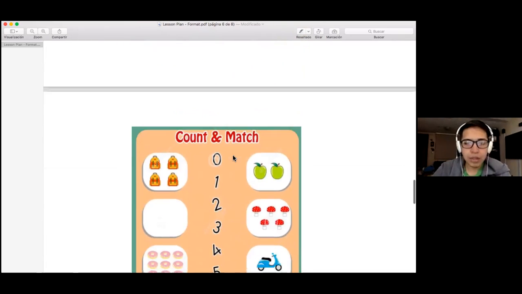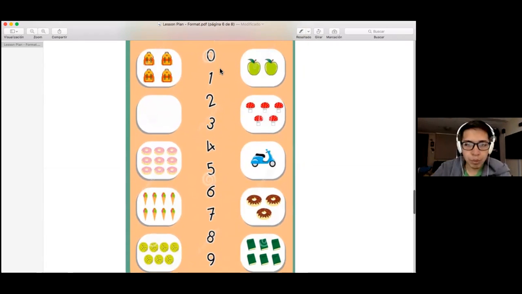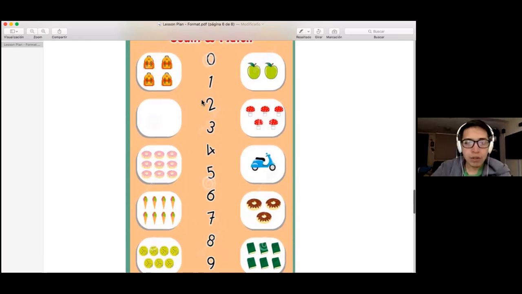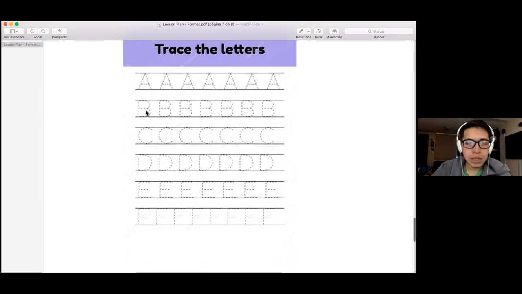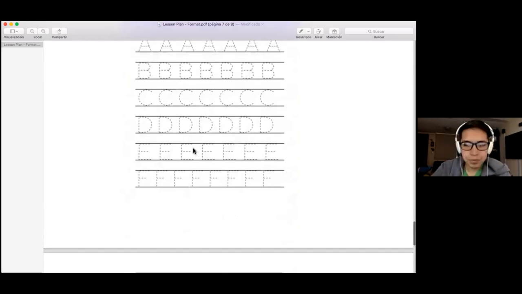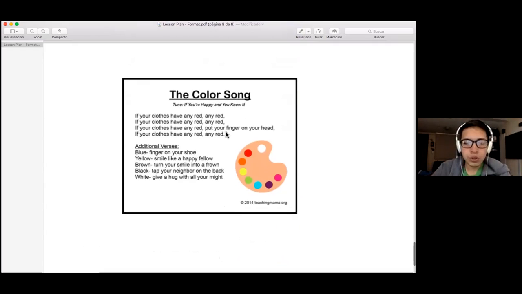Then we also have count and match, which we are going to use so that the students can relate the numbers 1 through 10 with the quantity of items that they see, making it easier for them to remember the number and also the quantity whenever they see one. The next one is to trace the letters, where they are going to trace the letters A, B, C, D, E, and F, and it will also help them with the memorization of how each letter is called and written.